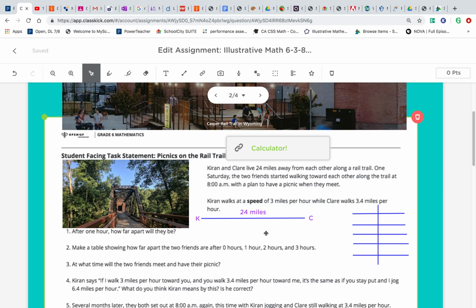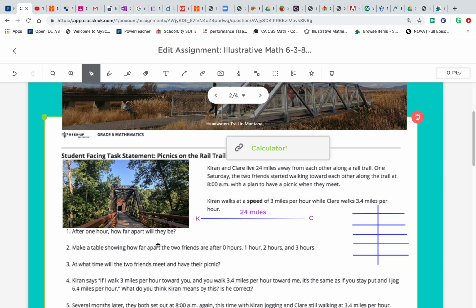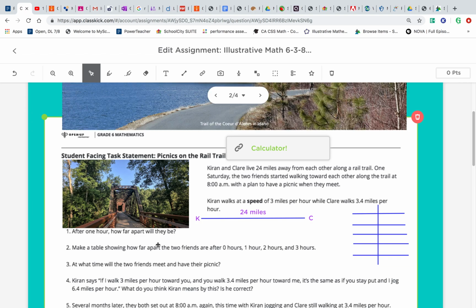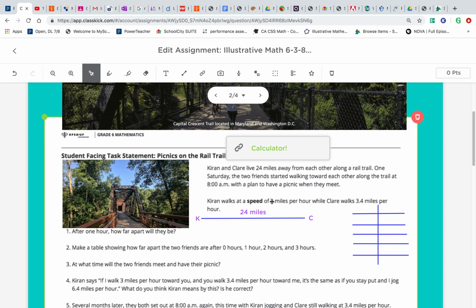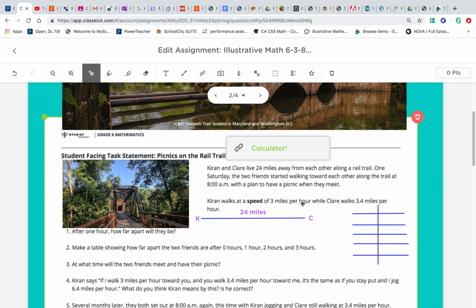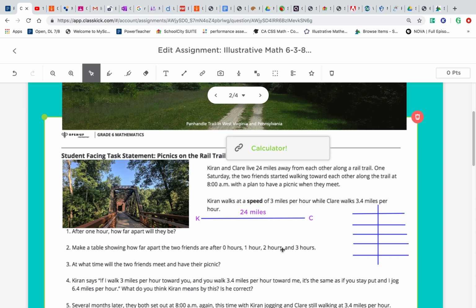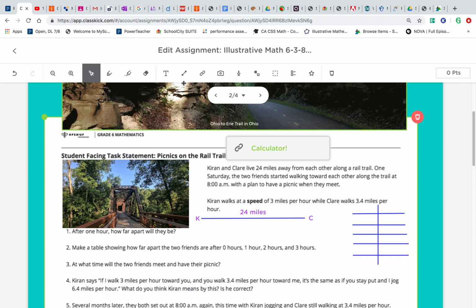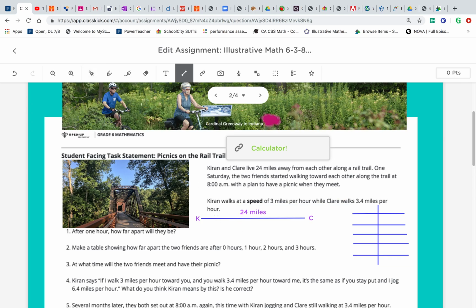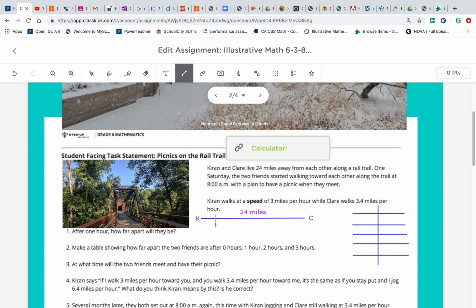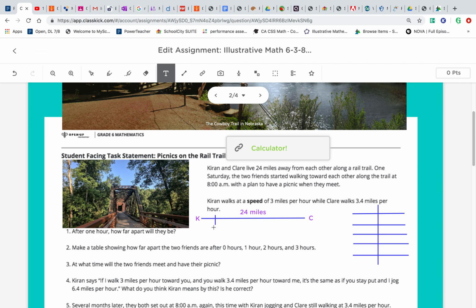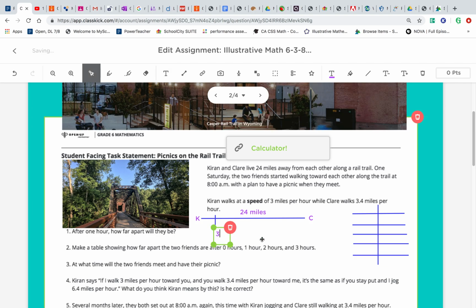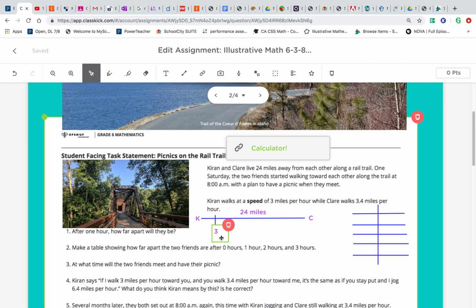So after 1 hour, how far apart will they be? Well, let's see what's going to happen in 1 hour. In 1 hour, Kieran walks 3 miles per hour. So that actually means that Kieran walks 3 miles. So we can make a little mark on here, and it doesn't matter exactly where you put it, but it's going to be just a little bit of the way down. And we can say that that little bit of distance is 3 miles.